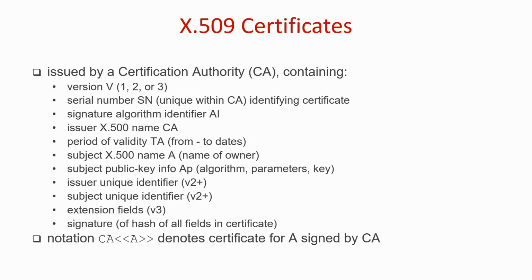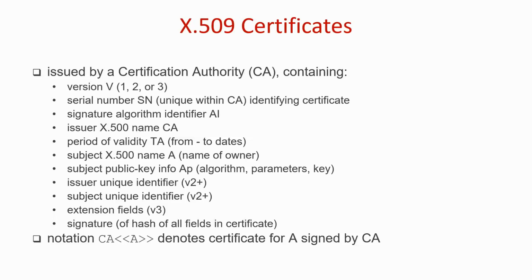So the X509 certificates include all the information that you see here in the slide. First of all, the version, is it version 1, 2, or 3? Then there is a serial number for the certificate itself, and the serial number is unique within each certificate authority. There are many of them around the internet. Then the signature algorithm identifier, which algorithm was used to sign it. The issuer name is the name of the entity that is actually obtaining the certificate.